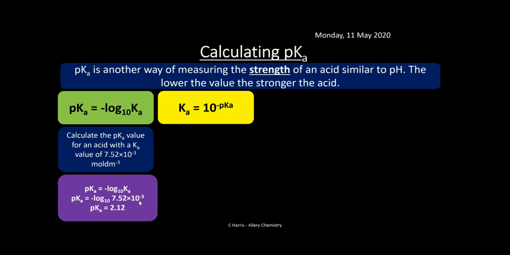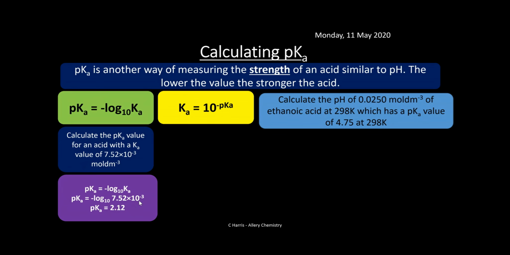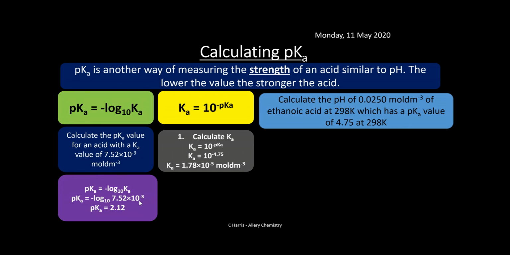So let's do it the opposite way. Ka equals 10 to the minus pKa. So let's calculate the pH of 0.024 moles per dm cubed of ethanoic acid. This is at 298 Kelvin, and this has a pKa value of 4.75 at 298 Kelvin. So the first one, we need to calculate Ka. Ka equals 10 to the minus pKa, so Ka equals 10 to the minus 4.75. And therefore Ka will equal 1.78 times 10 to the minus 5.